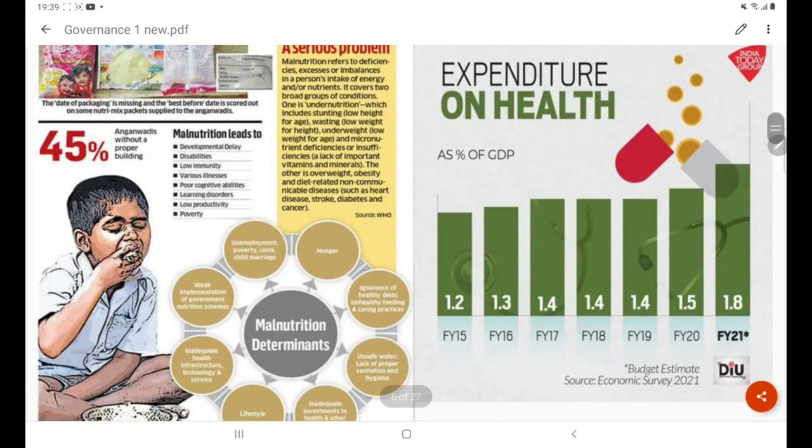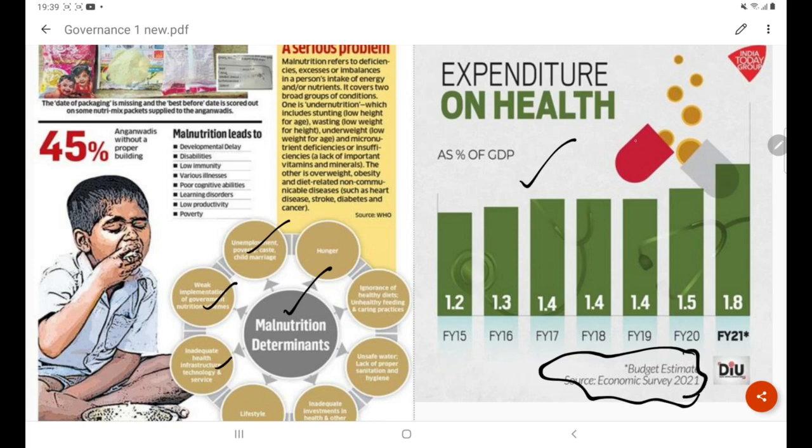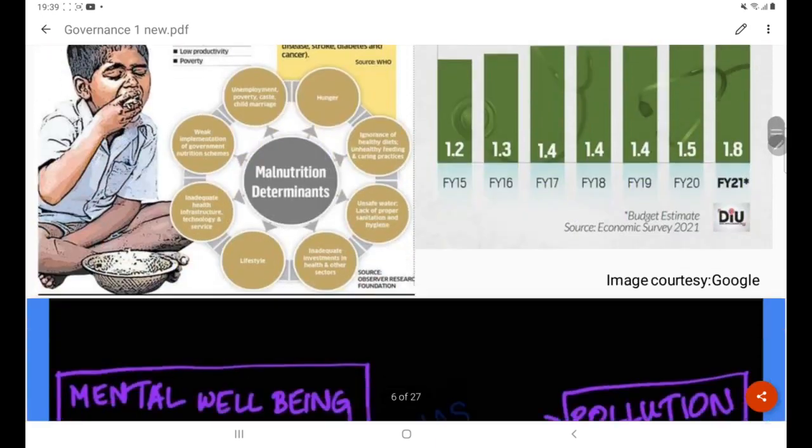Now here I have given some statistics. Malnutrition related to health has many determinants like unemployment, poverty, hunger. You can read it. Then this is a graph. If you give graphs and data from reliable government sources, that is also going to boost your marks. In financial year 21, we are spending only 1.8% of GDP on healthcare, and that is a very meager percentage. So this is a problem.